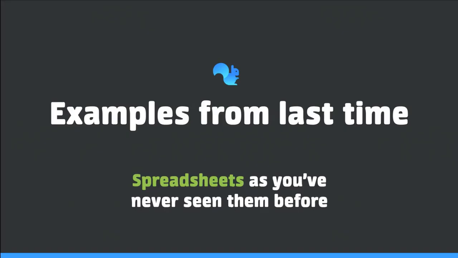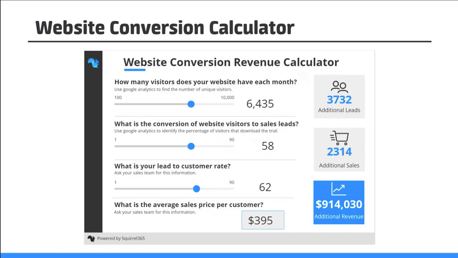What I'll do, for those who maybe didn't come last time, is a quick recap of what we looked at. We looked at how you can use Squirrel to take your spreadsheets, bring them to life and see them as you've never seen before. A couple of examples we saw last time were this website conversion calculator, where you can slide how many visitors you have a month, the conversion to sales leads, and your lead rate to customers, and then the price point, and it gives you additional leads, additional sales, and additional revenue. You can see how that might be underpinned by an Excel spreadsheet calculating those numbers.